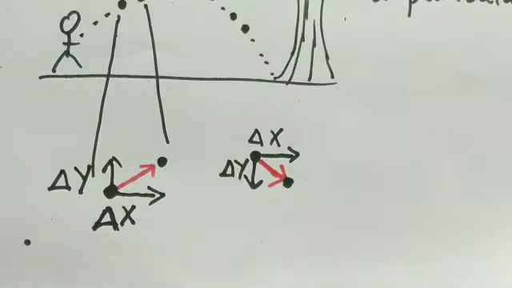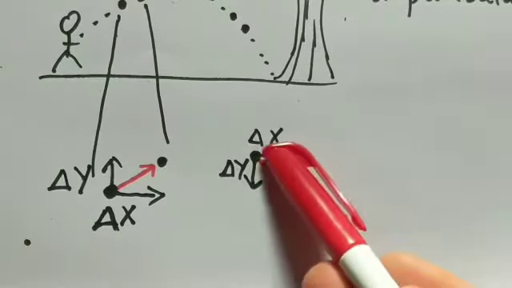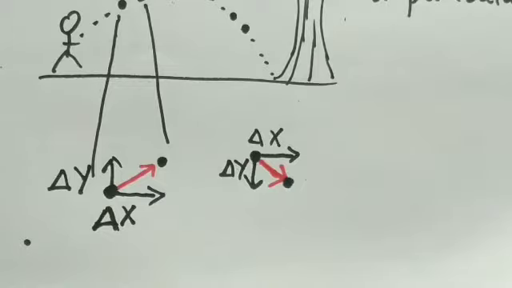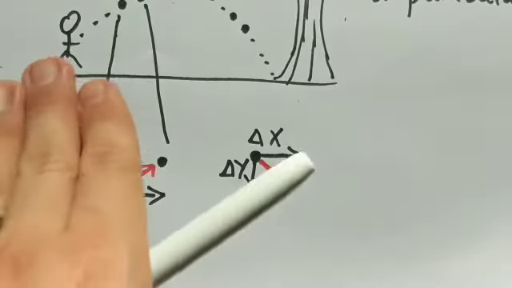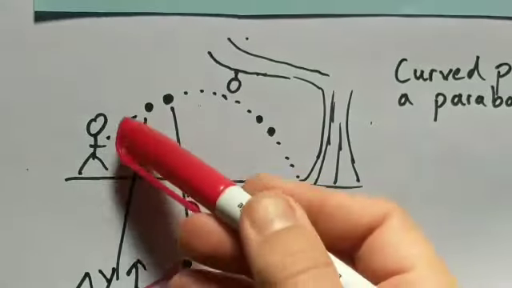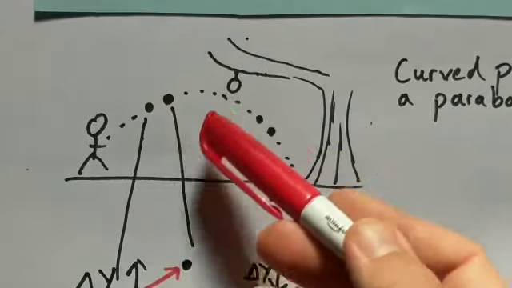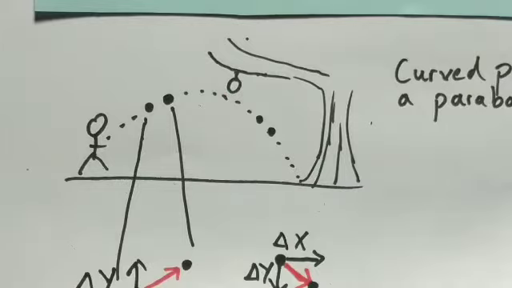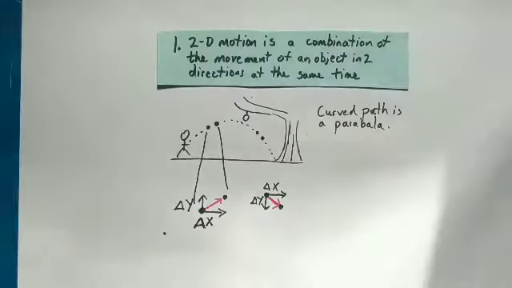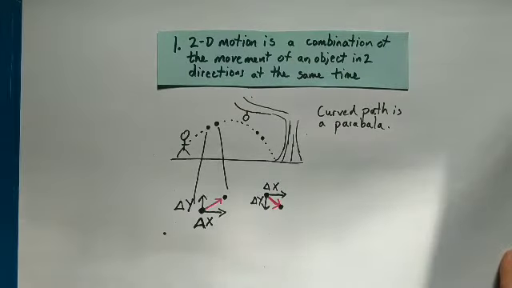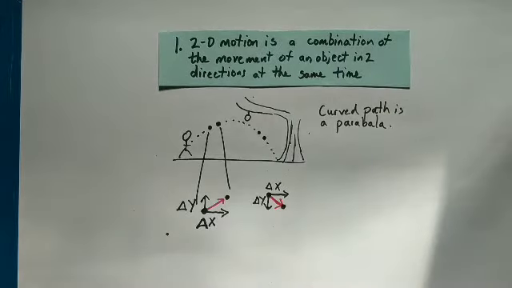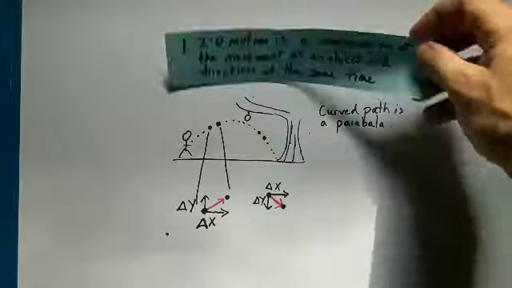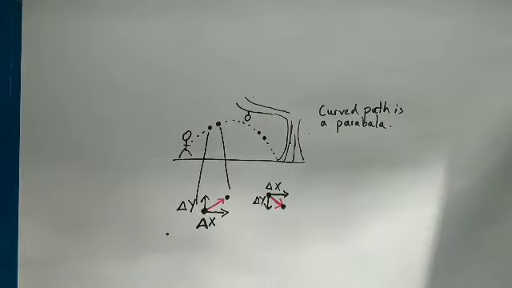So it went from this point to this point, some change in position to the right, some change in position in the vertical dimension as well. So when I was going up, in this part, your delta y would be positive, increasing. On this half, your delta y would be negative, decreasing. So that gives us two-dimensional motion is a combination of movement in two directions at the same time. So that motion is divided in half.